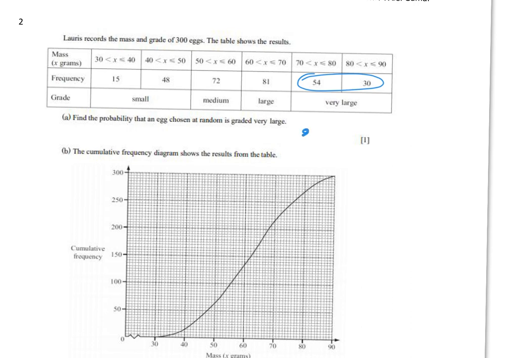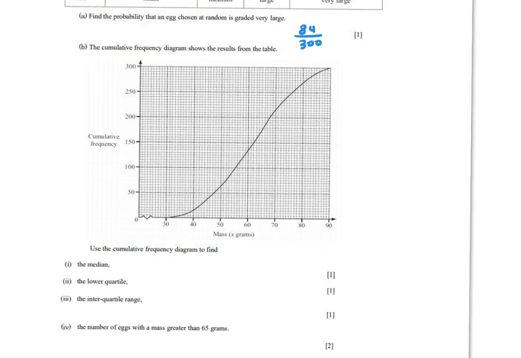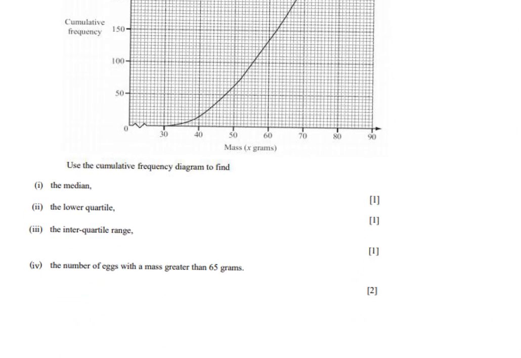So to find the probability, divide 84 by the total frequency, which is 300. And you can simplify or you can leave. So 84 over 300. This is for A. Now for B, you have the cumulative frequency curve. From the cumulative frequency curve, we need to find median, lower quartile, interquartile, and the number of eggs with a mass greater than 65 grams.